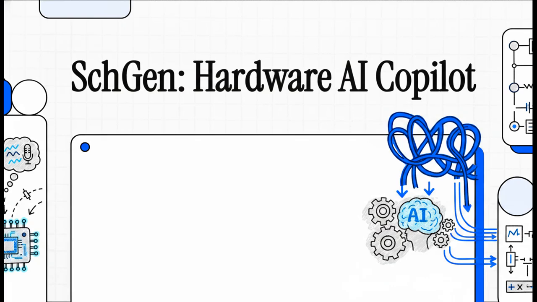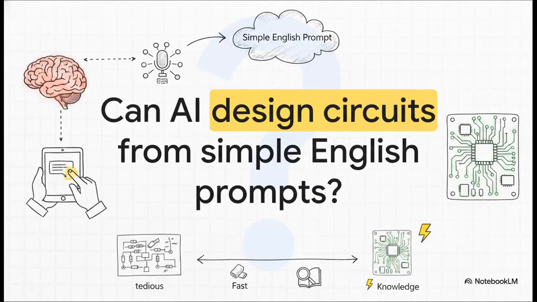Welcome to this explainer on Microsoft's SchGen. We're going to dive right into how AI is literally bridging the gap between natural language and complex hardware design. If you've ever spent hours, and I mean hours, wiring up a schematic, you're definitely going to want to pay close attention to this. So here's a question for you. Can AI really design a circuit board from a simple English prompt?